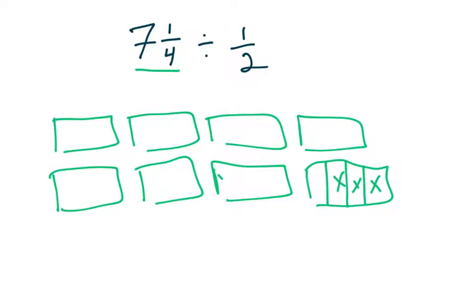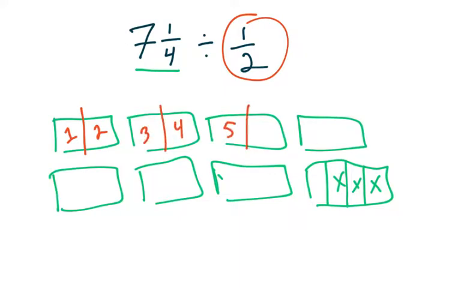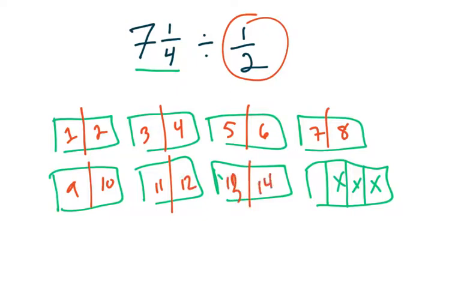Okay, well, this is saying divide it into pieces that are the size of a half. Okay, there's 1/2. There's the second one. There's a third one. There's a 4th one. There's a 5th one. There's a 6th one. There's a 7th one. There's an 8th one. 9, 10, 11, 12, 13, 14. Okay, well, I have 14 whole 1/2 size pieces.